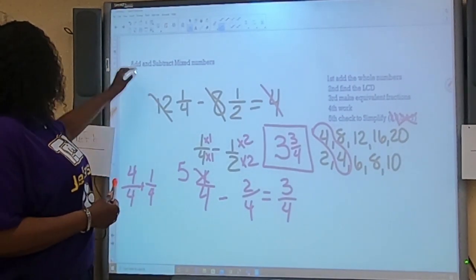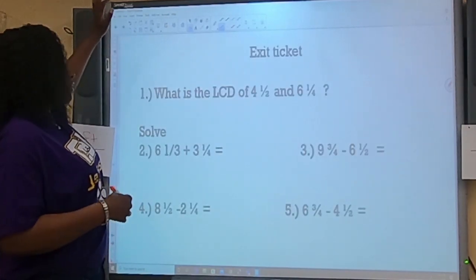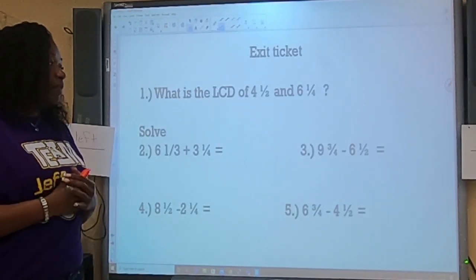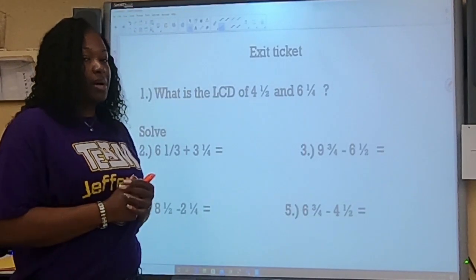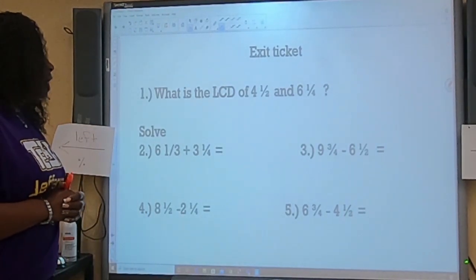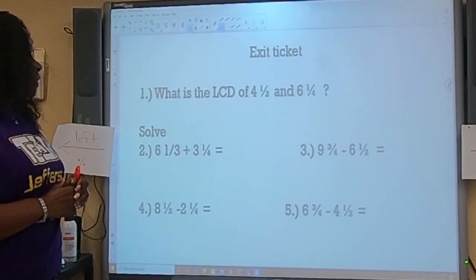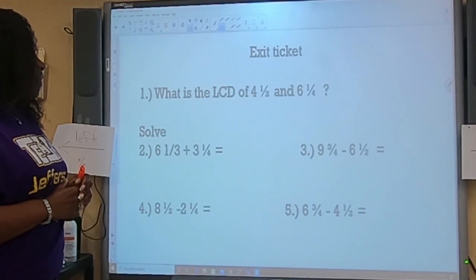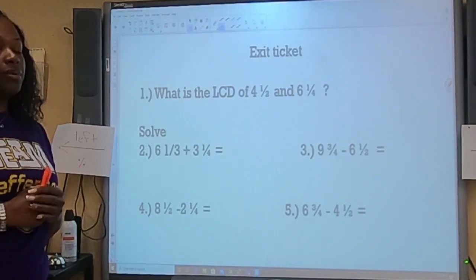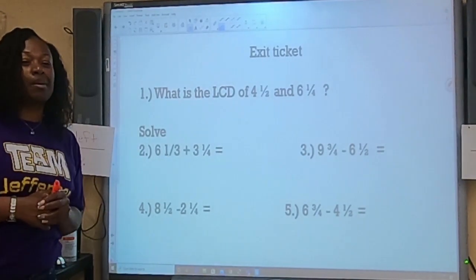That wraps up our lesson for today. As always, I have an exit ticket for you to complete. You can take this time to write your problems down. Remember, we reviewed how to add and subtract mixed numbers.